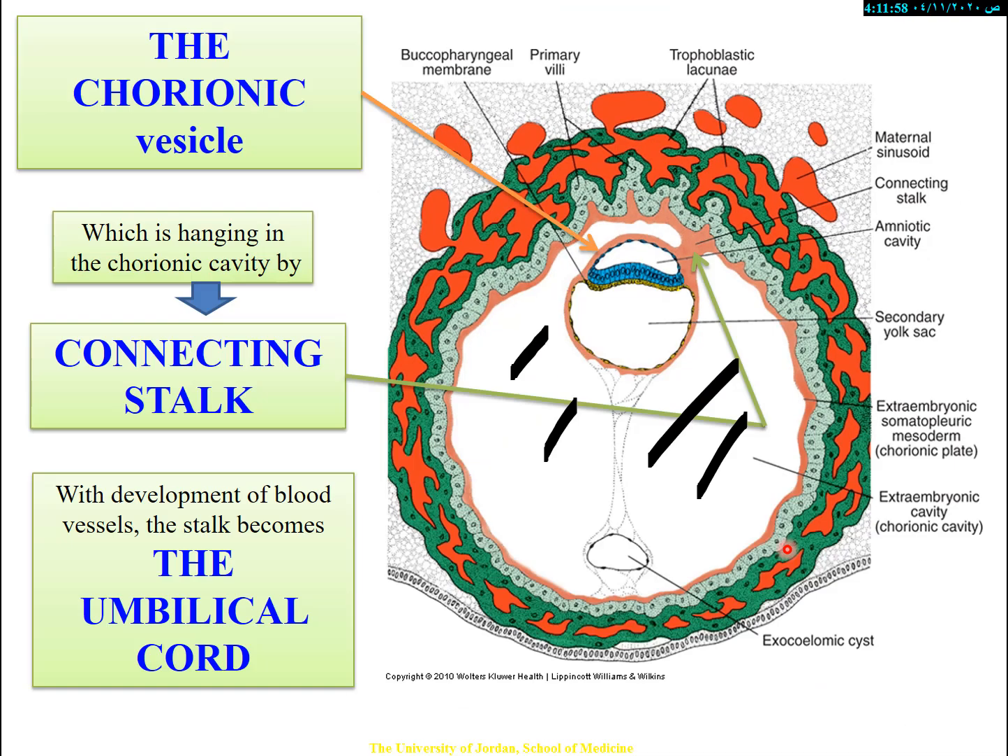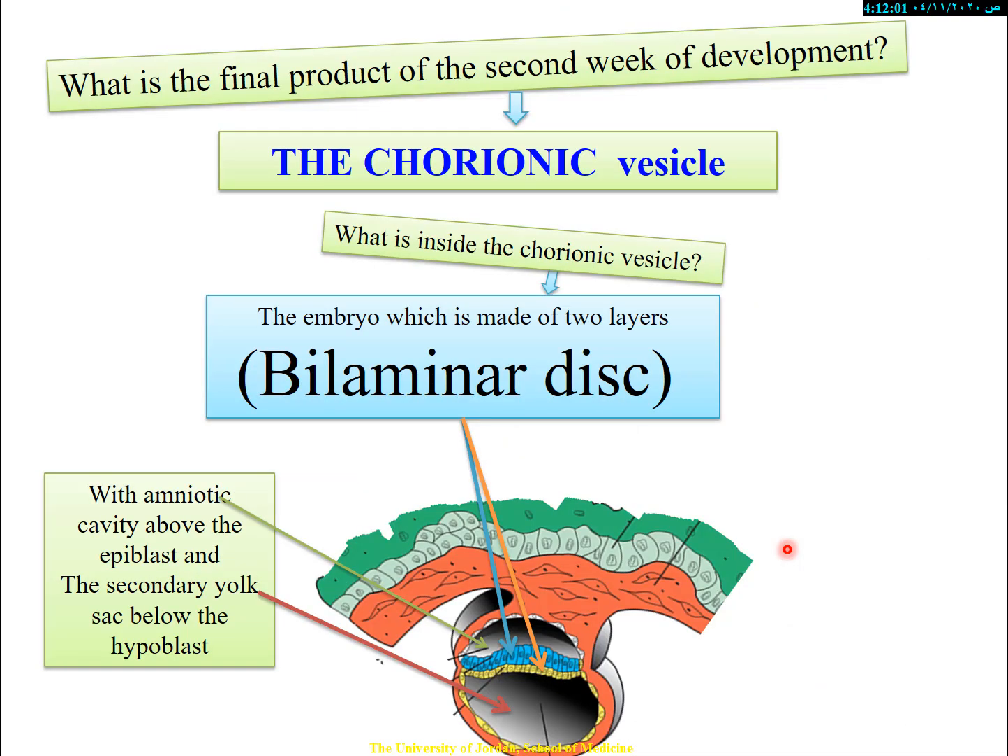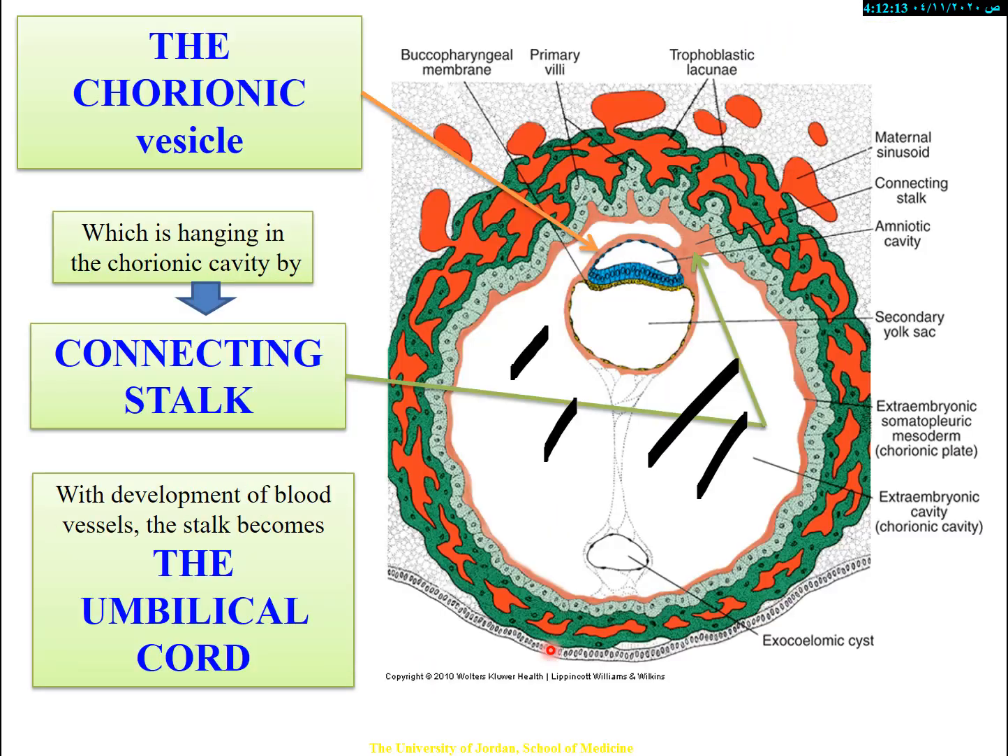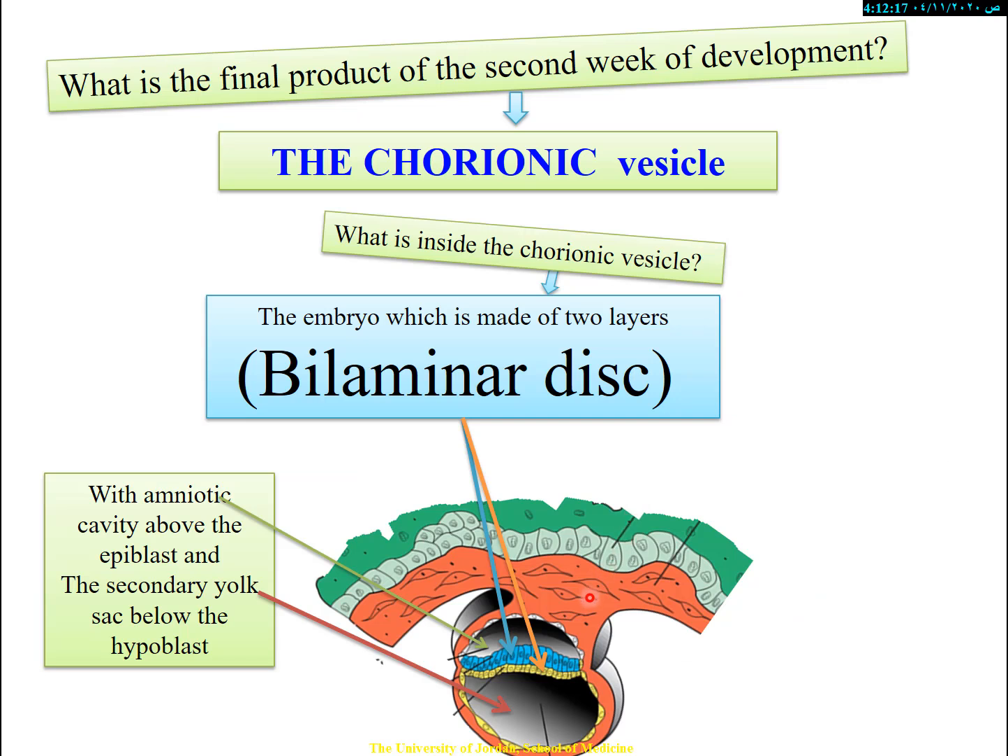So as you can see, new names, but let's talk about what is the final product of the second week of development. If you look at the embryo, this is taken here. So if we take this, we would see that we have the amniotic cavity and secondary yolk sac. How about the embryo itself? It has differentiated into epiblast and hypoblast, and therefore we call it the bilaminar disc.